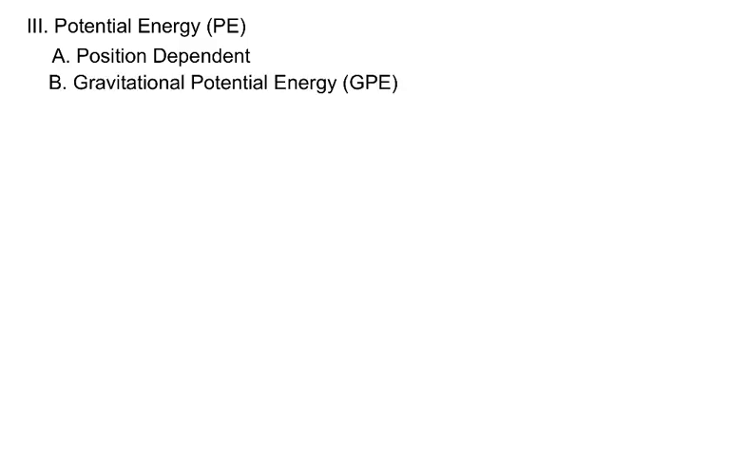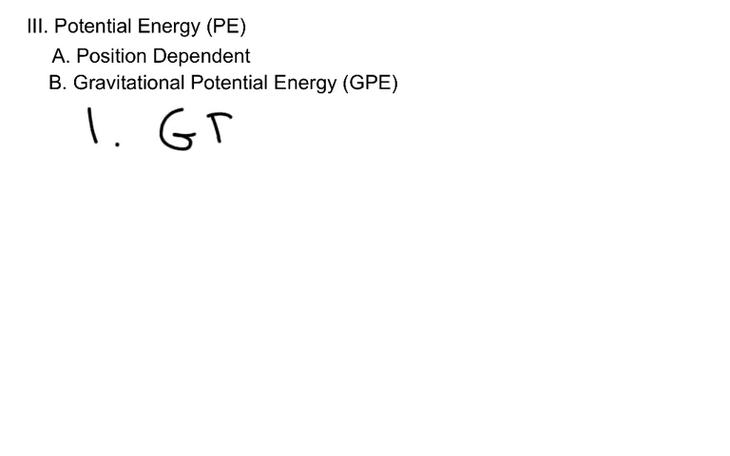Okay, the last type of energy I want to talk about in this lesson is called potential energy, and we're going to talk about 2 different types of potential energy. No matter what type of potential energy we're talking about, as long as it's potential, it will always be position dependent, or it depends on the position of the object you're talking about. Okay, so the first type of potential energy I want to talk about is gravitational potential energy, or what I will be referring to as GPE.